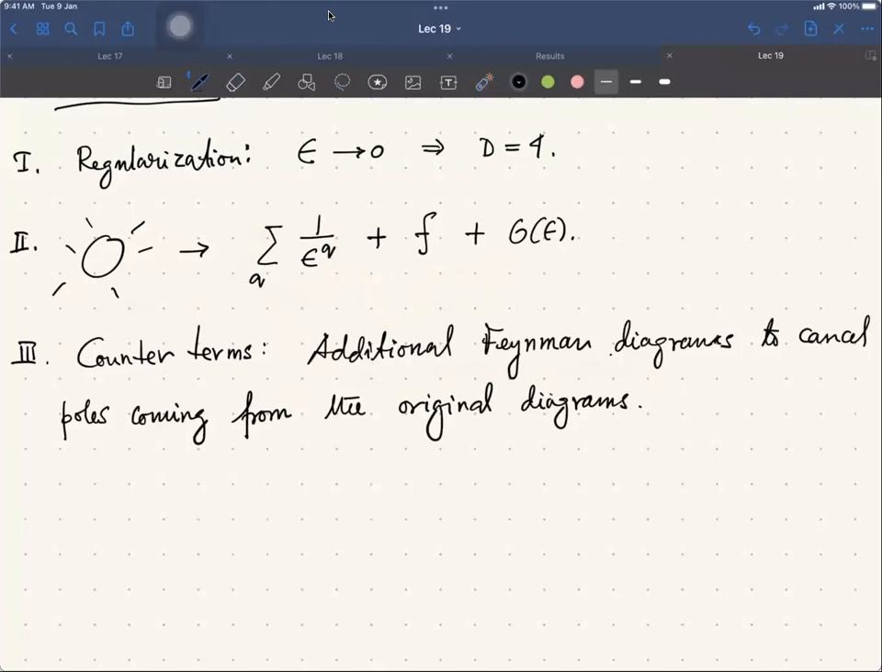So there are two things. One is the finite ambiguity in these additional Feynman diagrams, and the other issue is determining the counter terms in the Lagrangian.